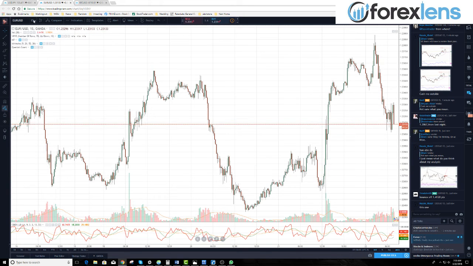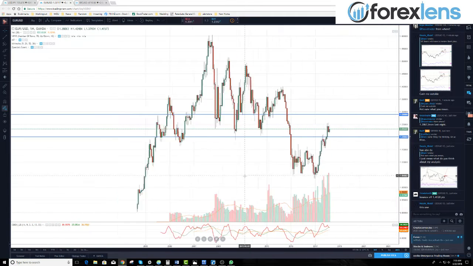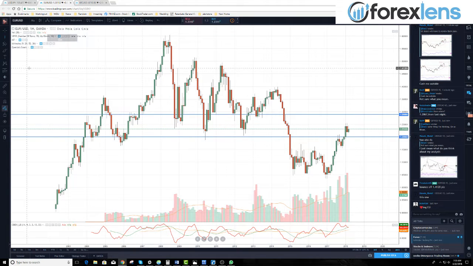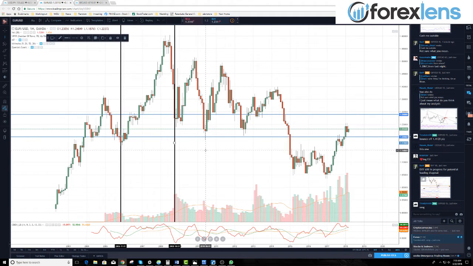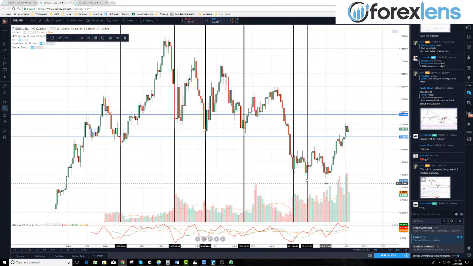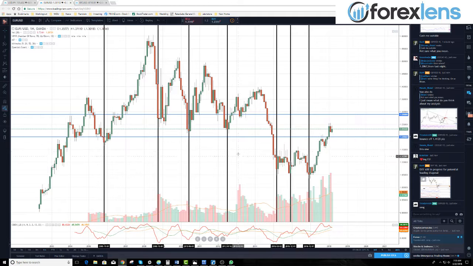Okay, yeah, let's use the euro as an example. First thing I'm going to want to do is go to a monthly, and take a vertical line tool and make it more clear than that. Mark down some of these low areas, these swing lows. Give yourself a guideline of where these swing lows are at.